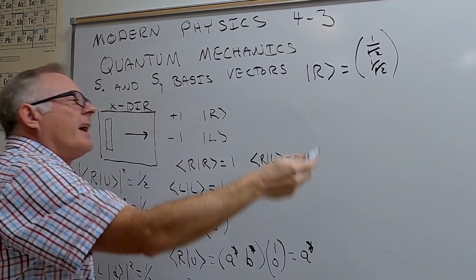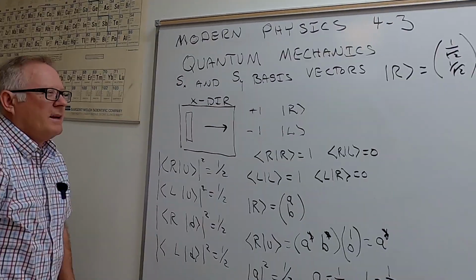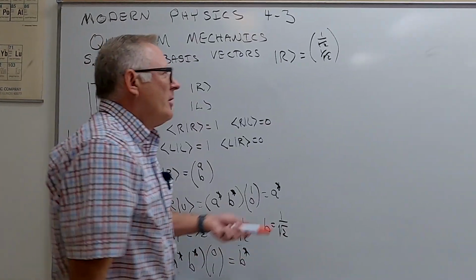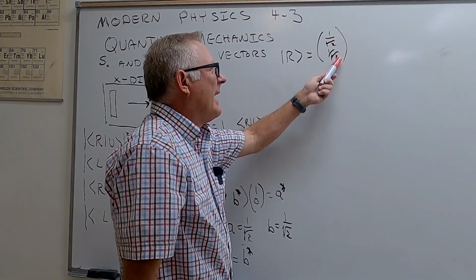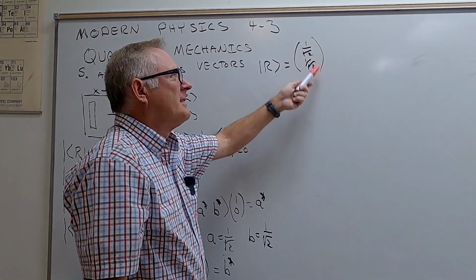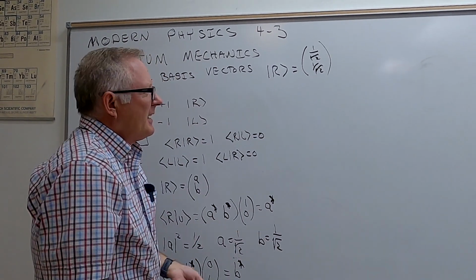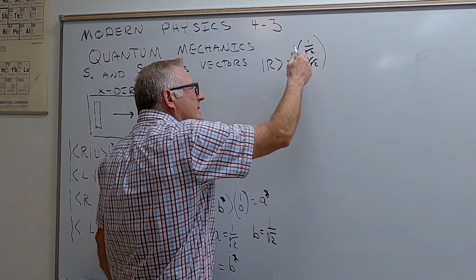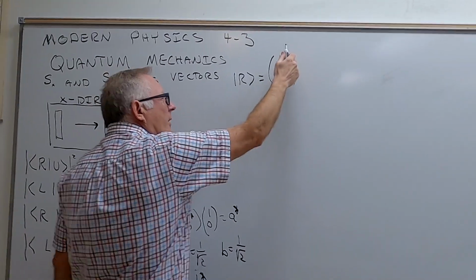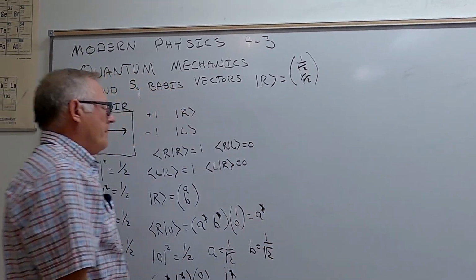Now I could have brought out the 1 over square root of 2 and just said 1, 1, but anytime you have two vectors and they have equal magnitudes, it's going to have to be 1 over the square root of 2 and 1 over the square root of 2. Why? Because remember, this squared plus this squared always has to equal 1. So 1/2 plus 1/2 equals 1.